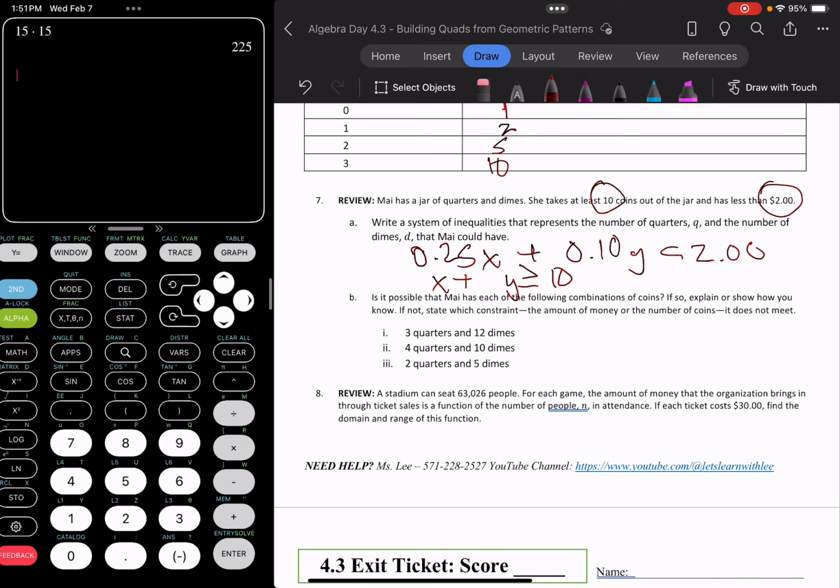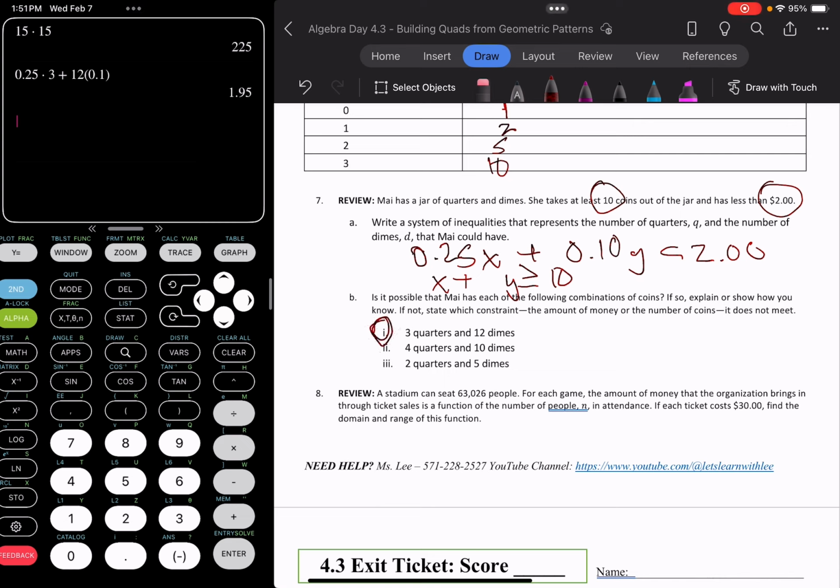So 3 and 12 is greater than 10, so that works. We need to decide, though, if it is less than $2. So 3 quarters would be 0.25 times 3, plus, then we have 12 dimes, so 12 times 0.1. That gives me $1.95. That is less than $2, so this would work.